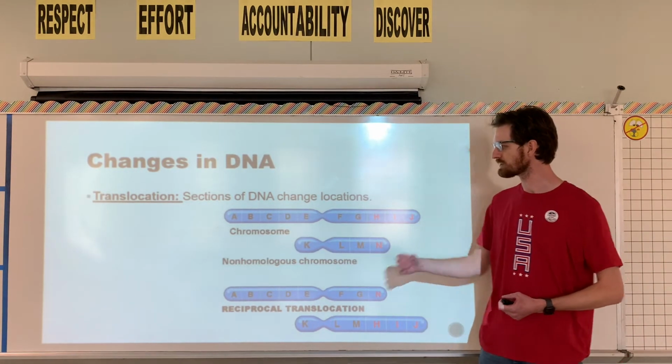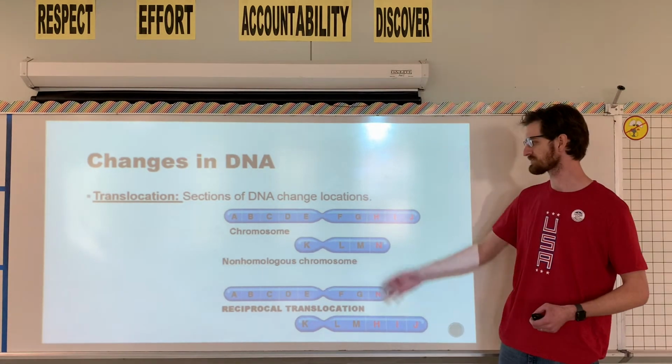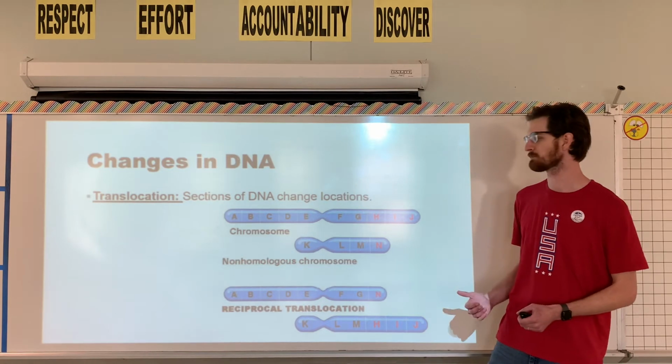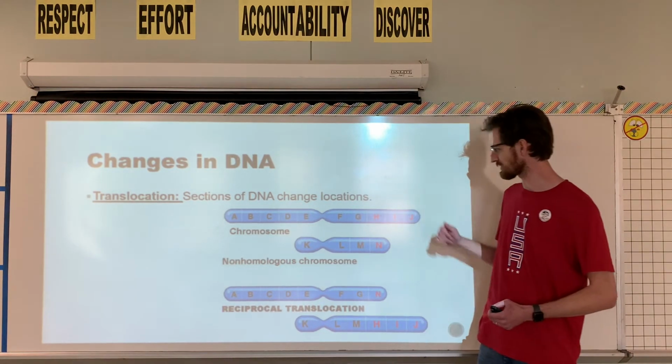These would be 2 non-homologous chromosomes, like let's say chromosome 1 and chromosome 7 or something like that, just to give some different numbers here. So chromosome 1 is supposed to have these sections, these genes on it.